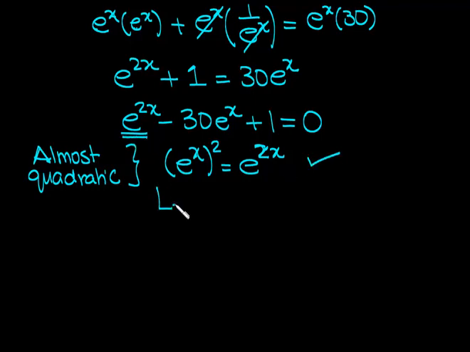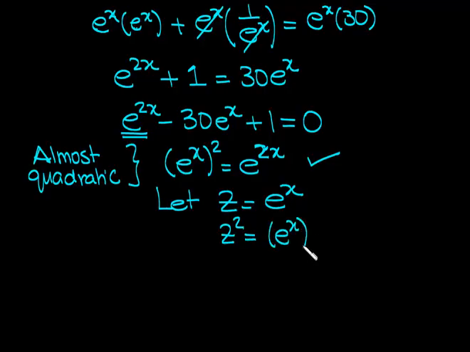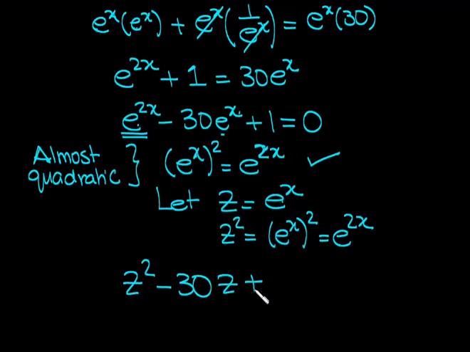So then we make a substitution. If you recall, we said z is equal to the middle term variable. Then you square both sides. So we get e to the 2x. So I'm going to replace e to the 2x with z squared. So e to the 2x gets replaced with z squared minus 30 e to the x. E to the x gets replaced with z plus 1 is equal to 0. So that's how we do this problem.